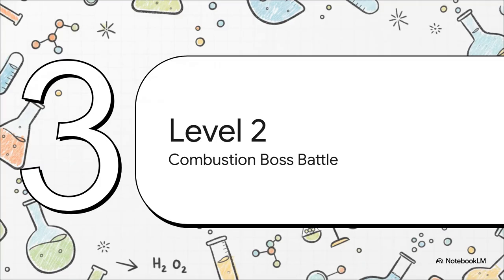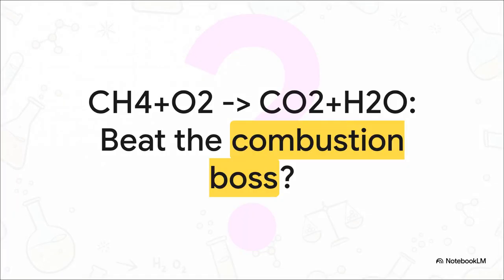Ready to crank up the difficulty? Let's jump to Level 2, the combustion boss battle. Here we have methane, CH4, reacting with oxygen, O2, to yield carbon dioxide, CO2, and water. Now, if we just start balancing randomly, we'll be here all day. But per the MINO rules, we don't have metals or ions, so we look at nonmetals. We have to balance our carbon first, deliberately leaving our oxygen and hydrogen for the very end.